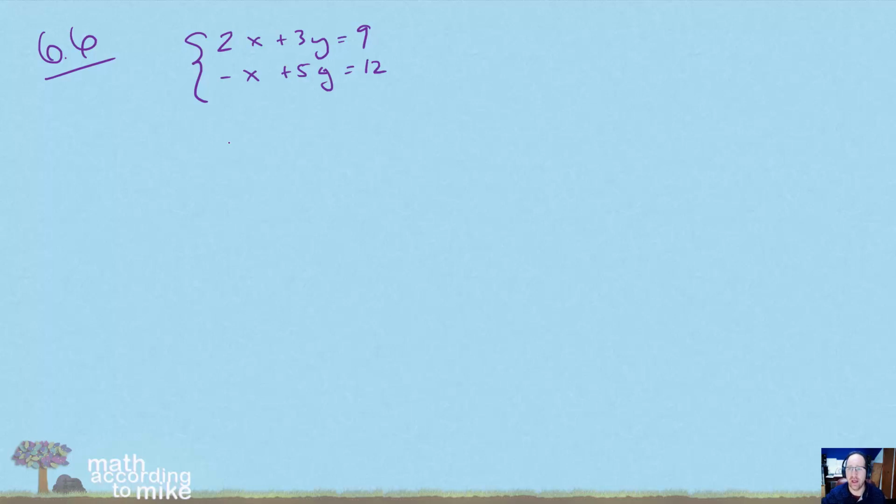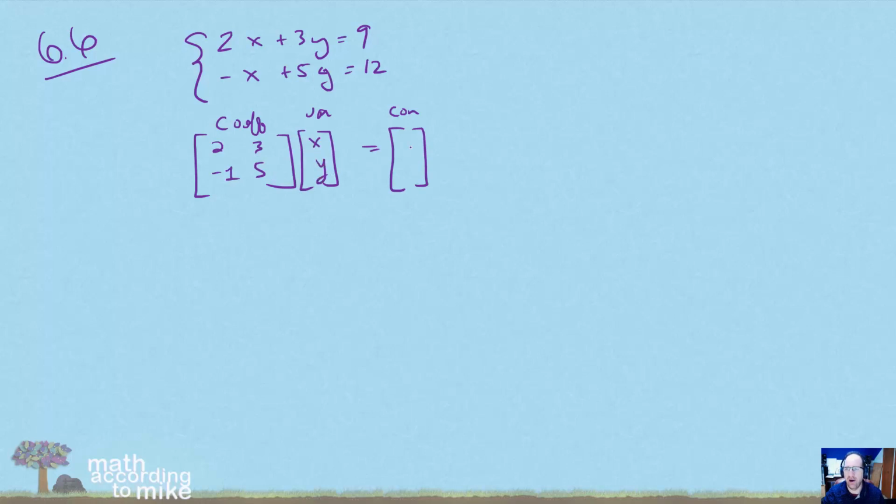In 6.6, we can also treat a system of equations as an equation of matrices, where you have a coefficient matrix times a variable matrix, and that equals a constant matrix. So our coefficients were 2, 3, -1, 5. Our variables are x, y, and our constants are 9, 12.